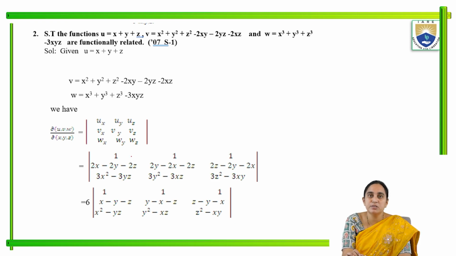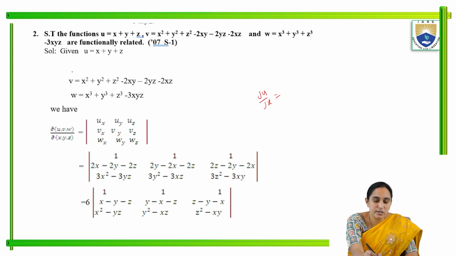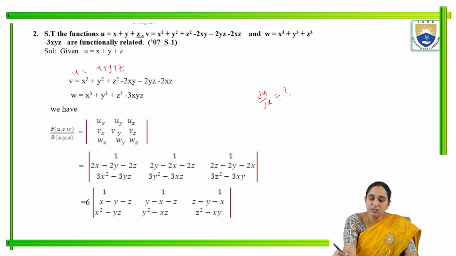That means what about the first row? U is differentiated with respect to x, y, z. That is dou u by dou x for the given function. Here what is u? x plus y plus z. Differentiate with respect to x it is 1, with respect to y it is 1, with respect to z it is 1. Okay, then this is equal to 1, 1, 1.